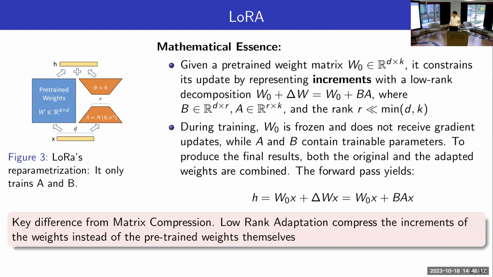First, we denote the pre-trained weight as W0. Given some dimension, LoRA constrains its update by representing the increment delta W as a matrix decomposition B times A, where B and A have a much smaller dimension than the original delta W. During training, W0, the original model weight, is frozen and does not receive any gradient update, which is efficient, while we only update A and B. To produce the final results, when we do inference, we only need to multiply A and B back and do the inference, which is quite efficient.